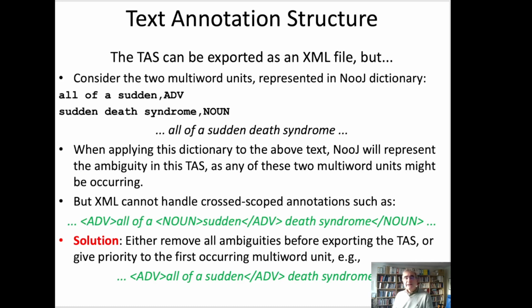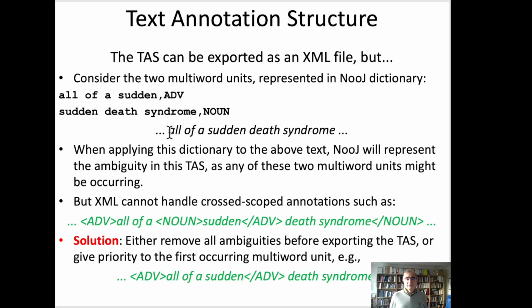So as we saw, we can export the task in an XML file, but there are some problems that we have to consider. So for example, let's say in our dictionary we have two multi-word units, all of a sudden, which is an adverb, and sudden death syndrome, which is a noun. What happens if in the text we find all of a sudden death syndrome? So when NooJ is going to apply the above dictionary to the text, it would represent the ambiguity.